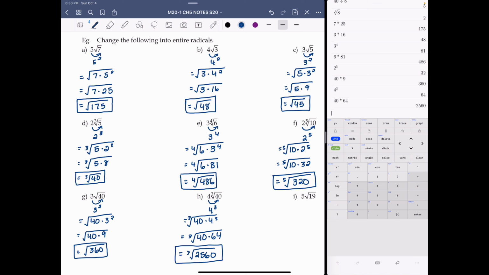Last one, 5 times the square root of 19. Move the 5 under, we have to square it. Gives us square root of 19 times 5 squared, which is the square root of 19 times 25, which equals 19 times 25 is 475.